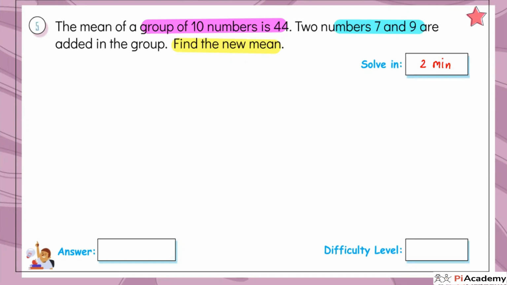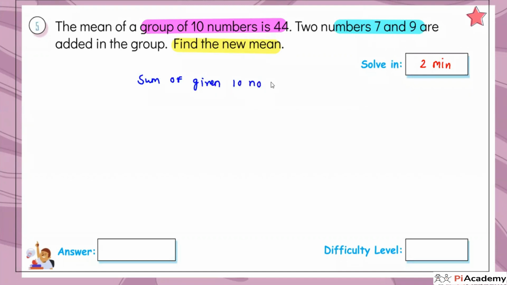As you can see here, we have some numbers, and it is a group of 10 numbers. The mean of a group of 10 numbers is 44. So if you want to figure it out, what is the sum of the given 10 numbers?